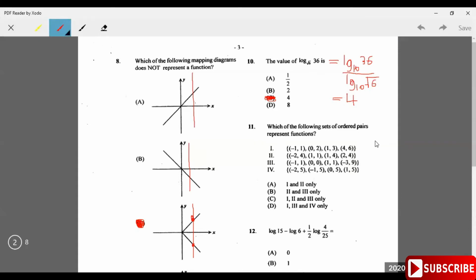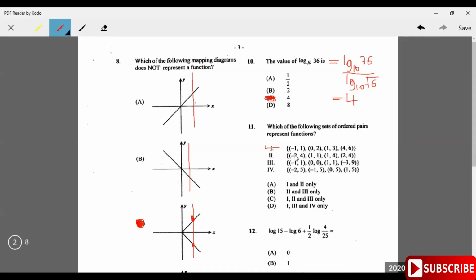Question 11. Question 11 says, which of the following sets of ordered pairs represent functions? Each element in the domain must map to only one element in the range. So we have -1, 0, 1, and 4, all of them mapping onto one element in the range or codomain. So I is a function.